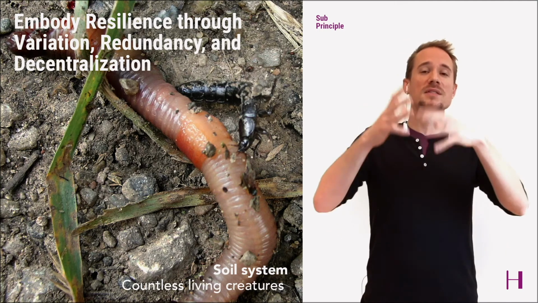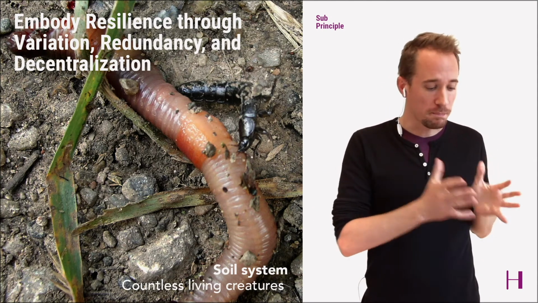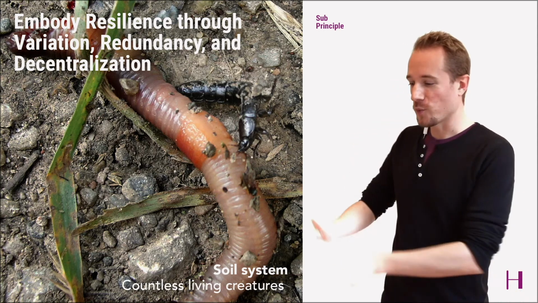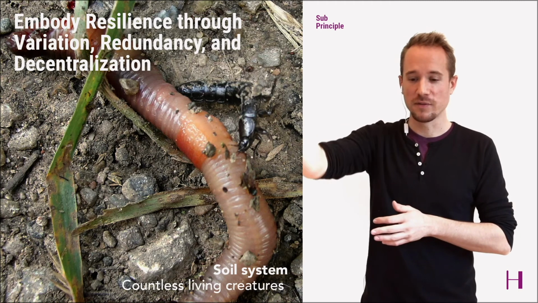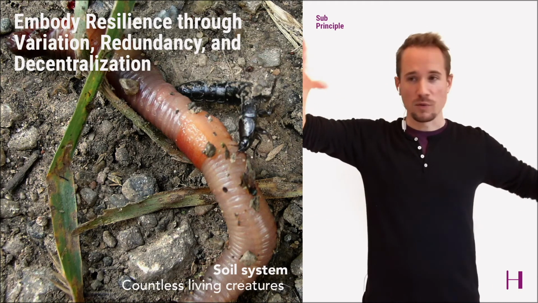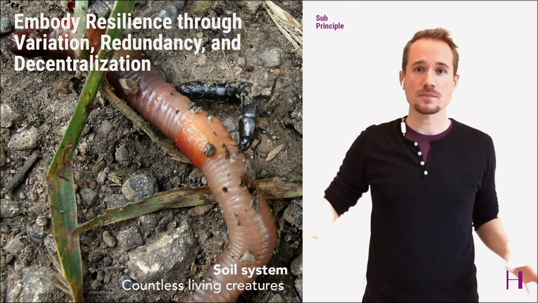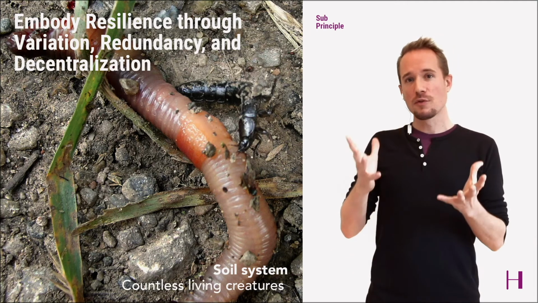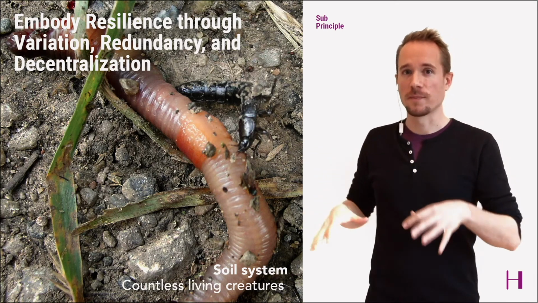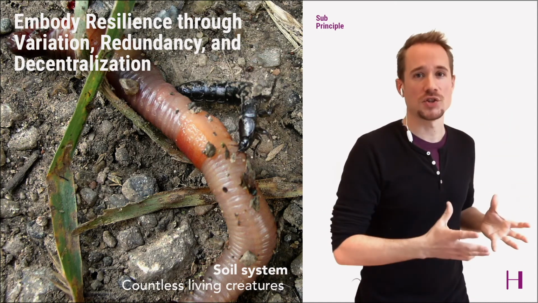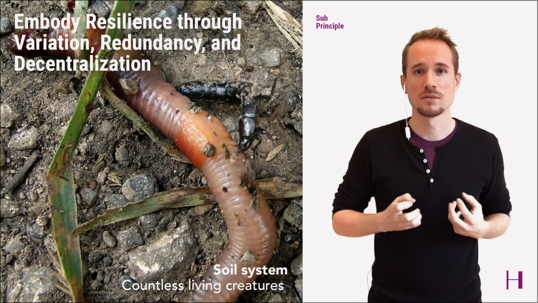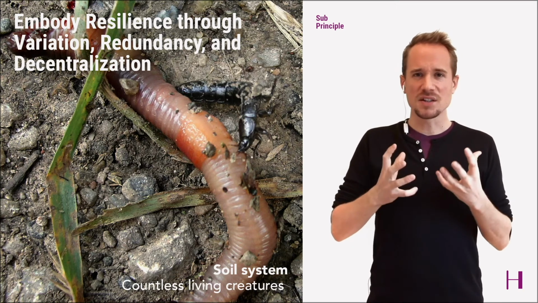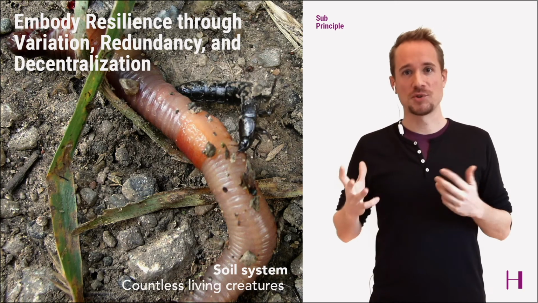And then everything is decentralized. There's not one spot where all the worms live, and one spot where all the bacteria live, and one spot over there where all the insects live. No, they're all decentralized over the entire soil system. And these three factors, the decentralization, the redundancy, and the variation, all make the system very resilient to any kind of sudden change or major disruption.